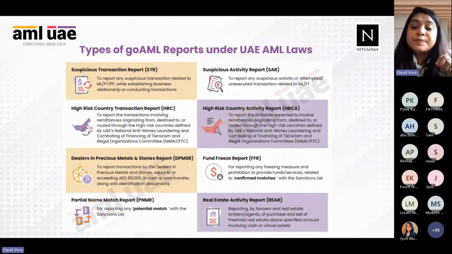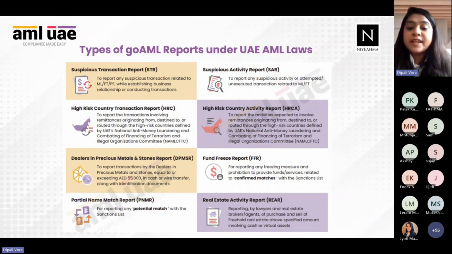Then comes the second report, which is specific to the real estate sector and the lawyers and notary sector in case they engage themselves in transactions with respect to real estate. This particular report is to be filed by, as I said, lawyers and real estate agents with respect to transactions which involve a cash element of more than 55,000 dirhams for freehold property, purchase or sale of freehold property, and if the cash element or proceeds of virtual assets are involved in that particular transaction, then we are required to file a REAR report.